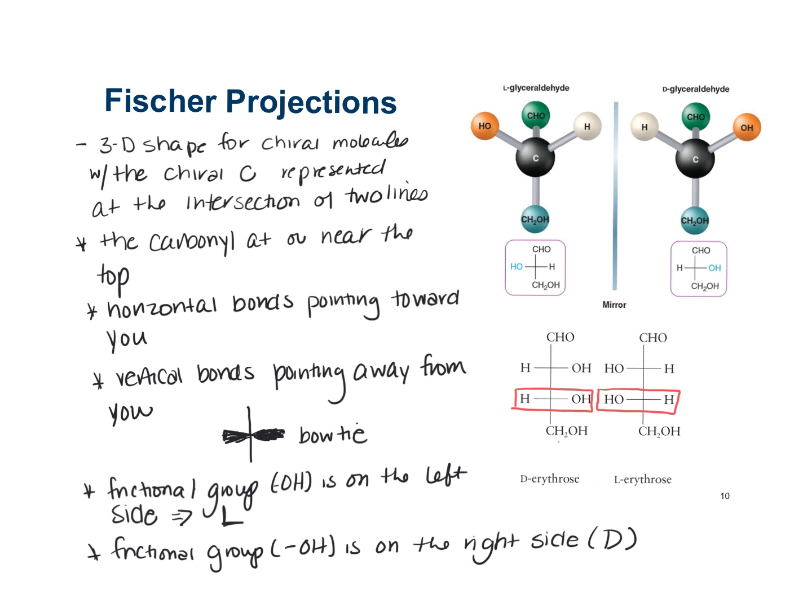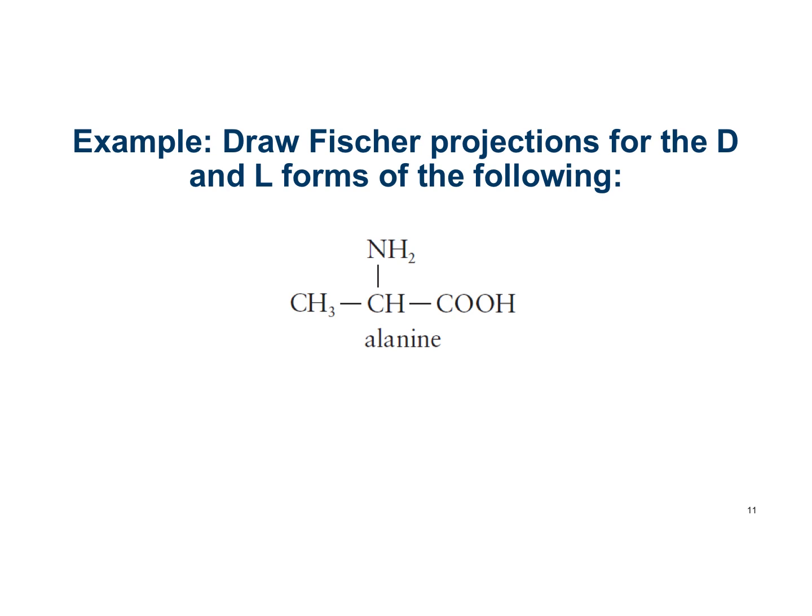Now, we don't just do this for carbohydrates. We also are going to do this when we classify amino acids. And so let's do an example. This asks us to draw the Fischer projection for the D and L forms of the following. And alanine is an amino acid, and we're going to talk about these in the protein chapter. So when we set this up, we are going to look here and we're going to say, all right, this carbon here is our chiral carbon. It's bonded to 4 different things. And so now that's going to be that little asterisk there.